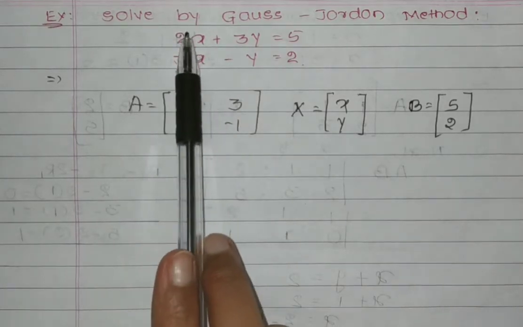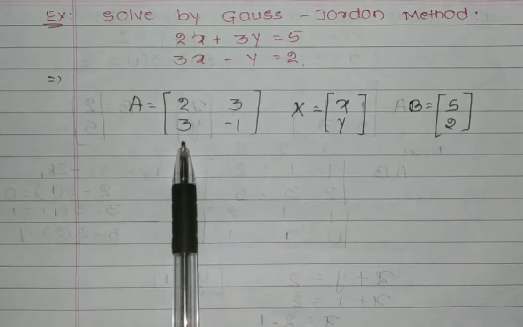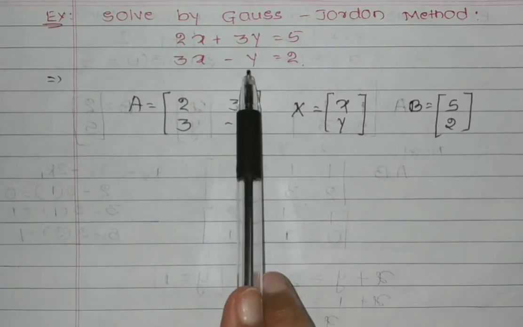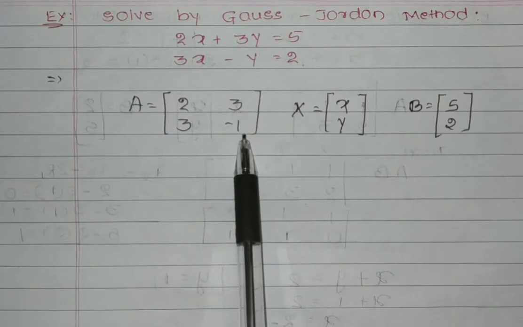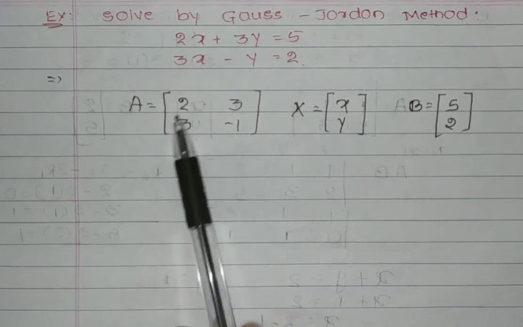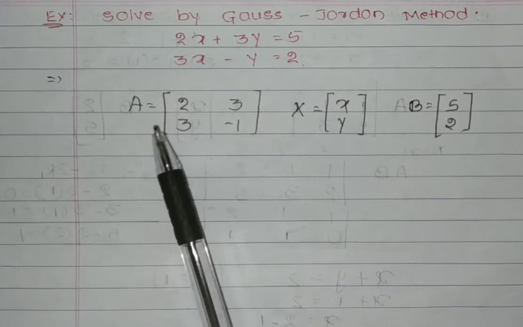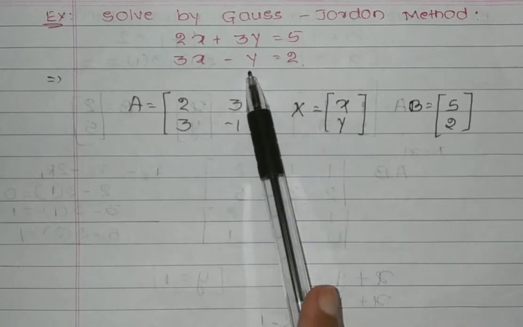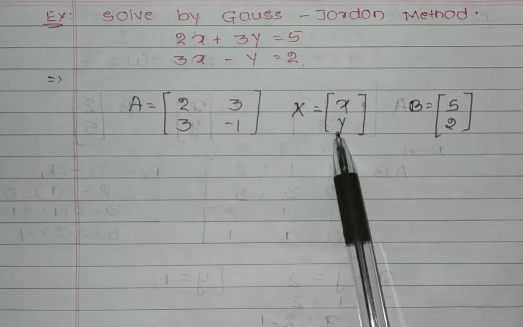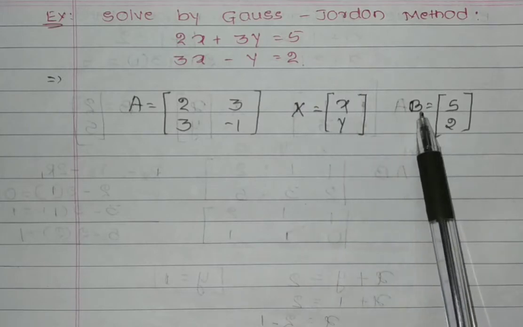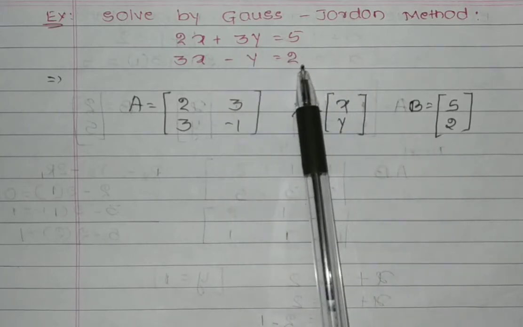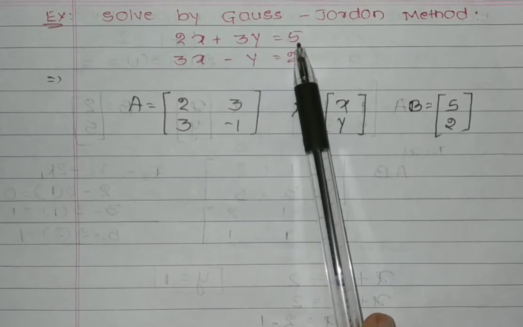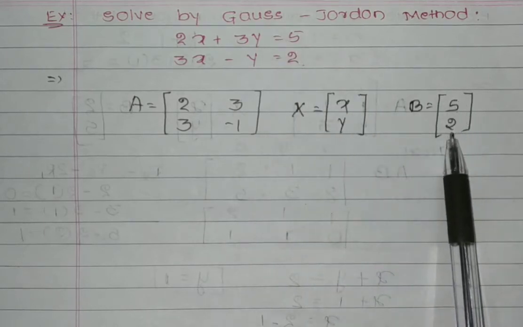Here matrix A is a matrix of coefficients, where in the first column we always write the coefficient of x. So here the coefficient of x is 2 and 3. Then write the coefficient of y, that is 3 and minus 1. Matrix A is a matrix of coefficients. Then X is the variable matrix, and in this equation the variables are x and y. Next we have the B matrix.